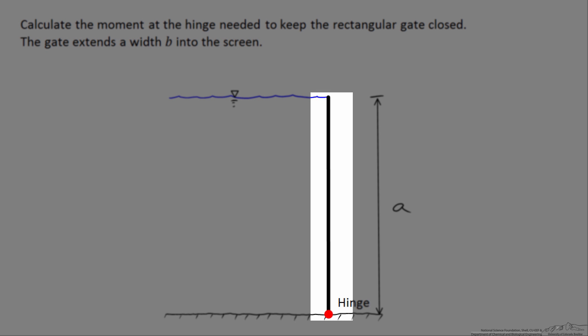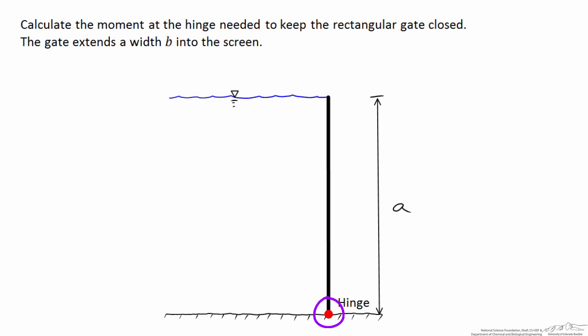In this problem, we've got a gate or a dam that supports a channel of water, and we're trying to figure out the moment acting at the hinge at the bottom of this gate to support it. So naturally, there's a pressure force of the water acting on the gate in the clockwise direction, so we want to calculate the moment acting about the hinge in the counterclockwise direction.